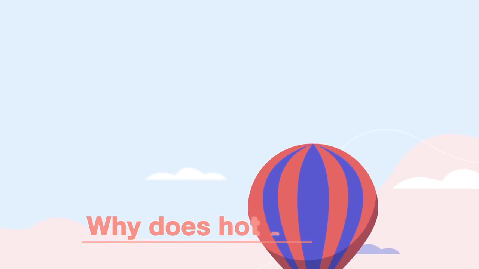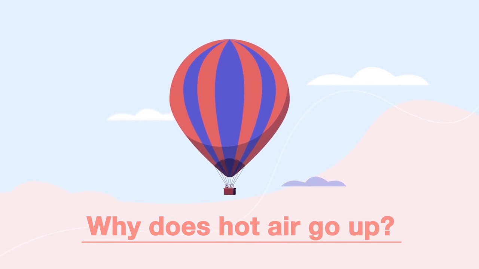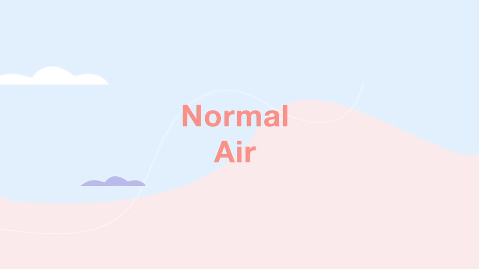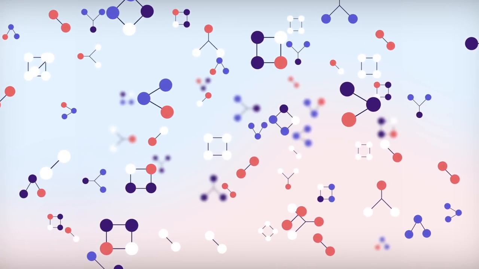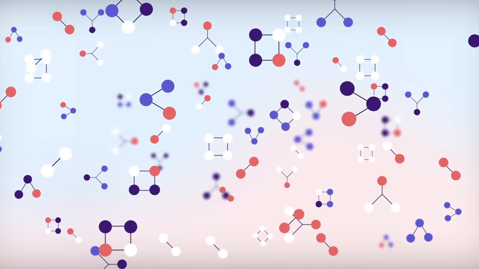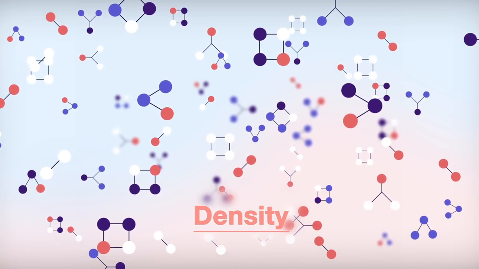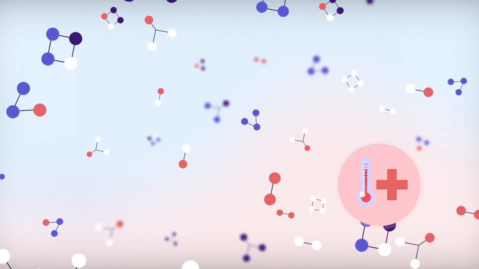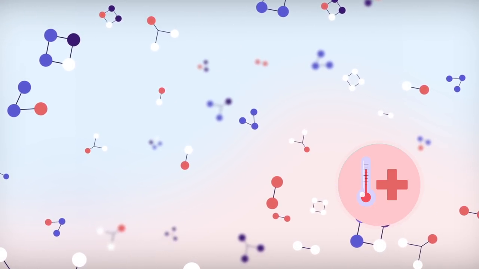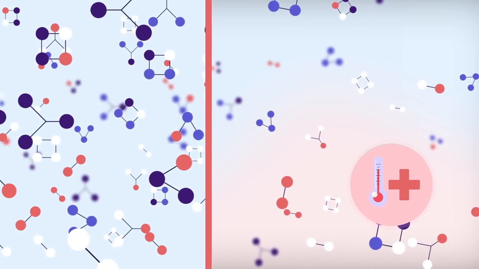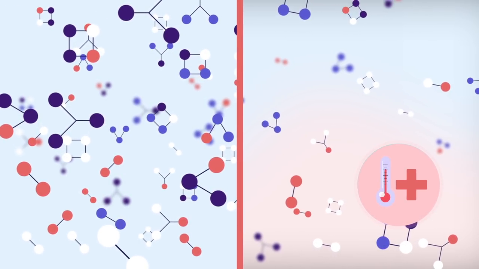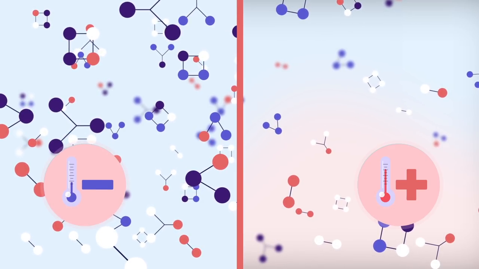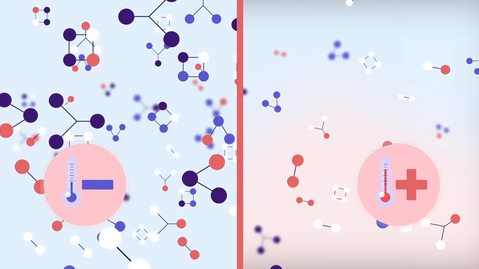But why does hot air go up? Now we've got to get technical. This is normal air. It's made of molecules. How many there are and how far they're apart is called density. When you heat air up, the molecules go further apart. Then the density is lower. There are less molecules in the same space, and that makes it lighter. Because it weighs less than the normal cooler air, it floats up.